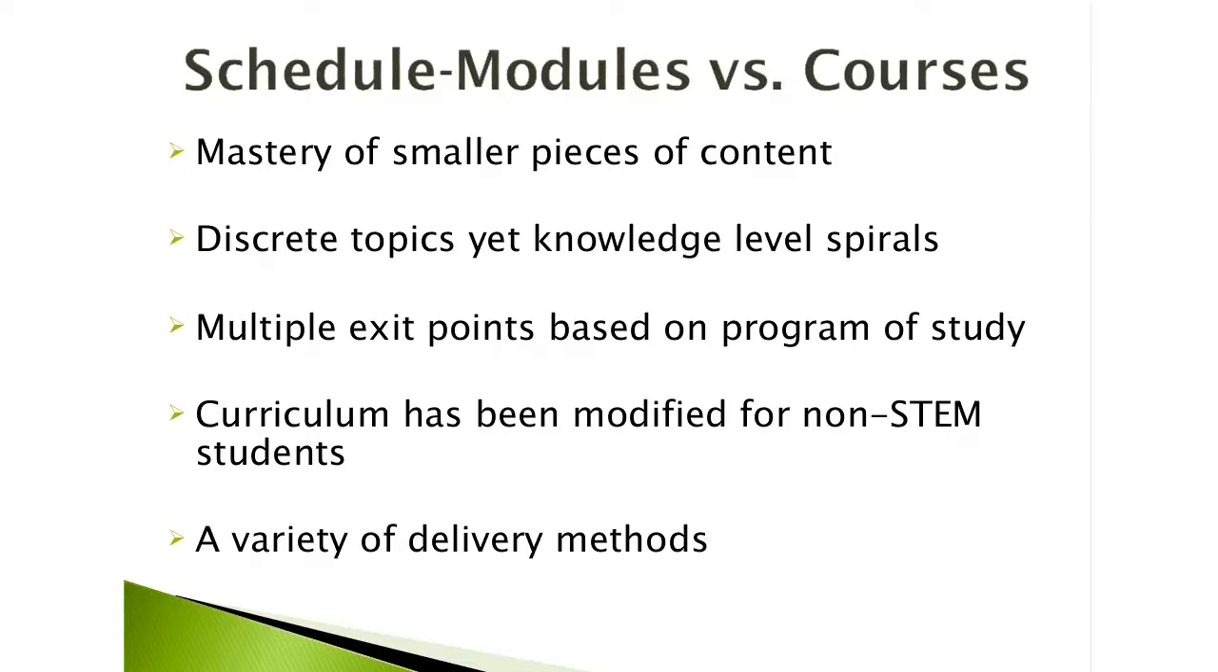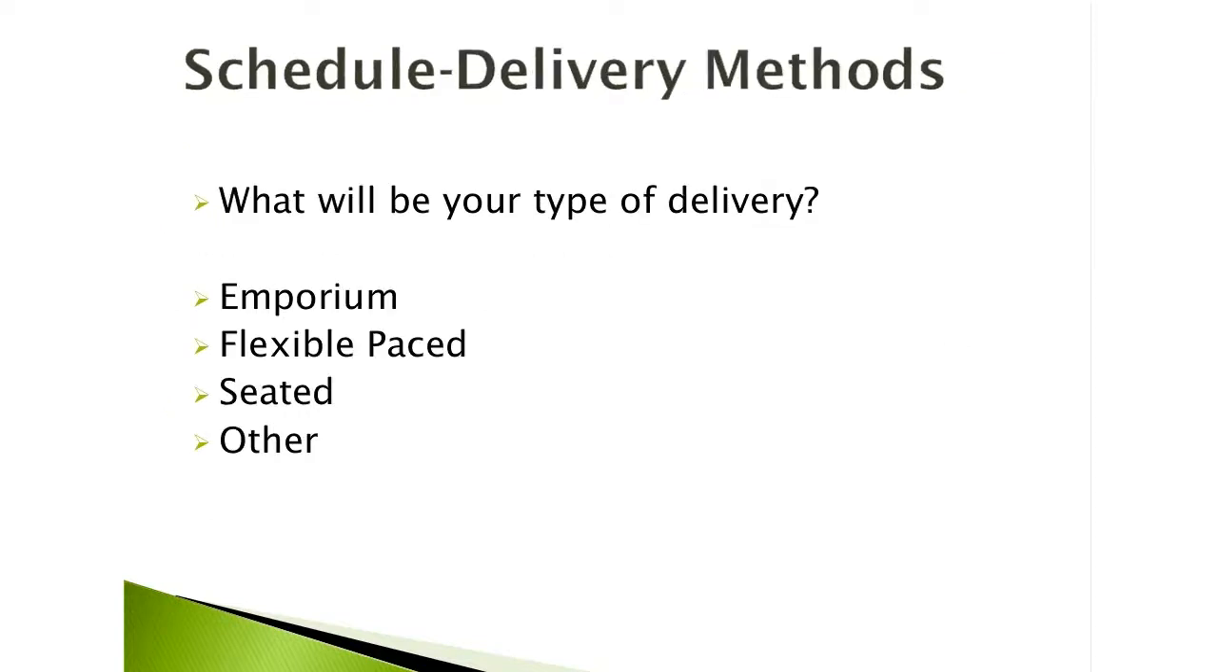And now we're going to look in some more detail at some possible delivery methods. One type of delivery method might be an emporium, so a large room with multiple computers and all of your classes being held in that lab. Those classes are flexibly paced, and then you can also have the traditional seated classes. And we say other because there's just so many variations of the flexibly paced courses.